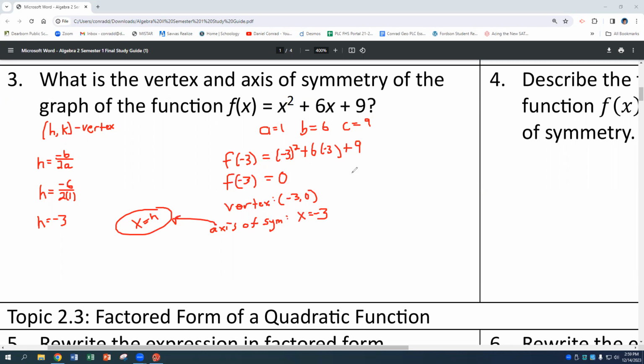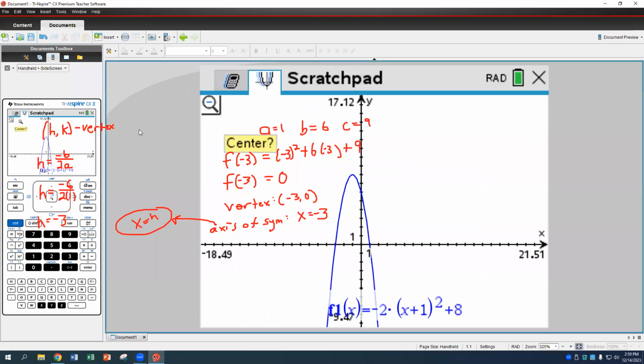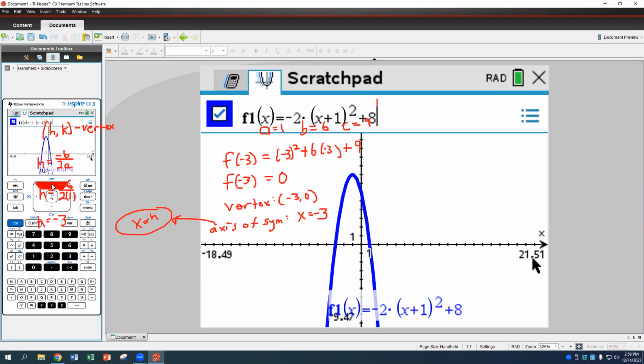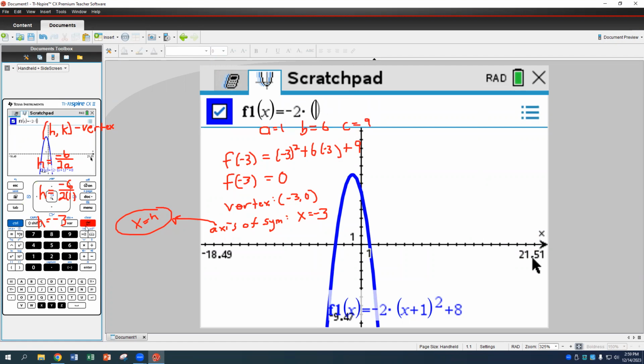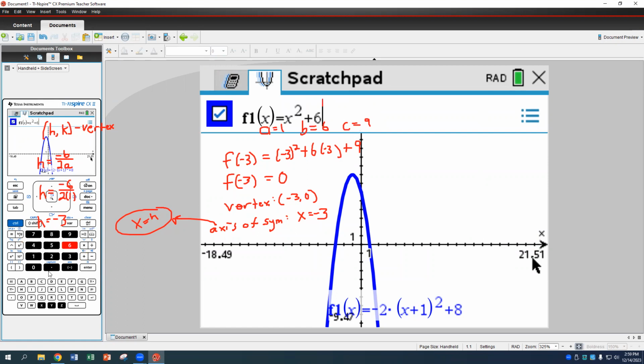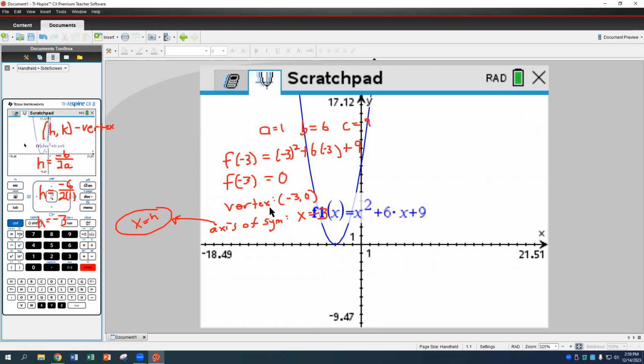If we wanted to graph it, just to check, we hit tab here, we go up. We have x squared plus 6x plus 9. My vertex right here is at negative 3, 0, which is what we said. And my axis of symmetry is this vertical line, the line x equals negative 3. All the x values on this line are at negative 3.